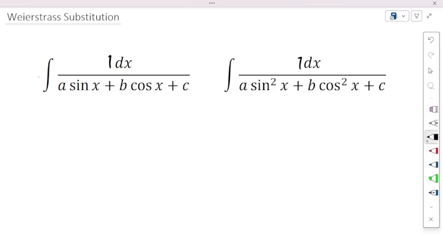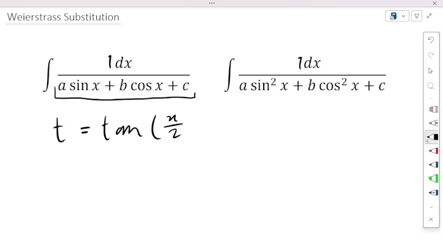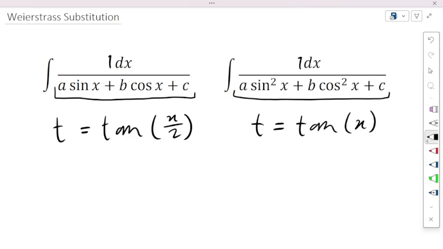So what are we going to be doing from here? If we see the denominator in some form like this, we will suppose that t is equal to tangent of x over 2. So it's the double angle of tangent, right? But what if we had the squares instead? If we had squares, we would suppose that t would be equal to tangent of x, just x this time.